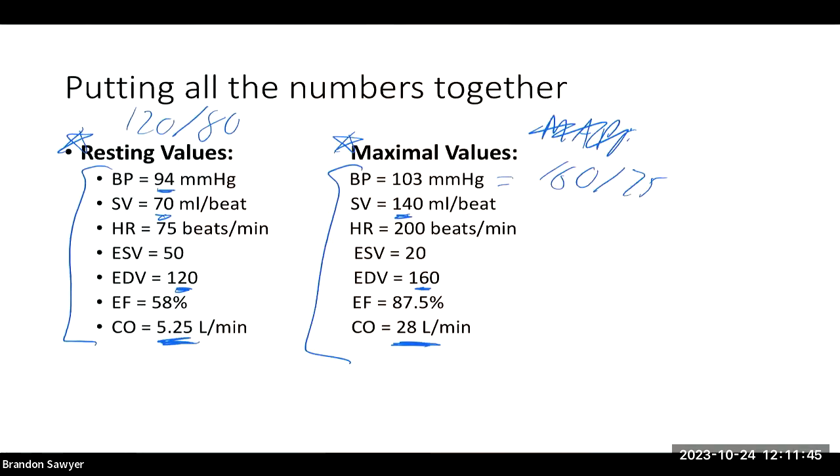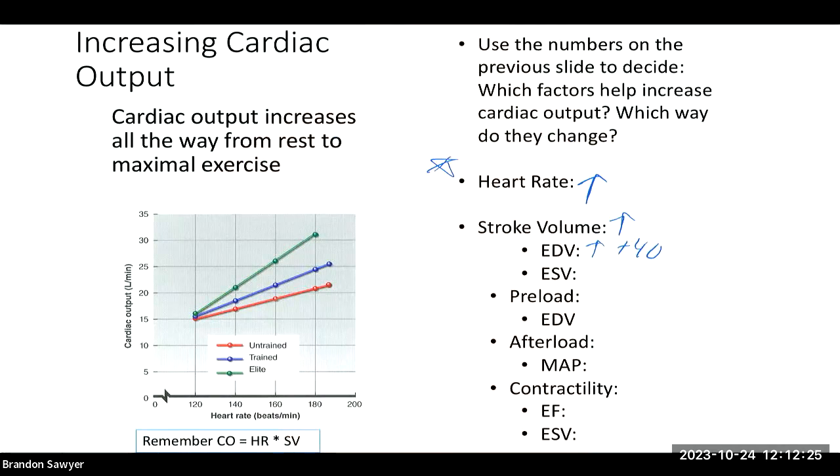And then end systolic volume, which way did that one go? Down, right? We left 50 mils of blood in the heart at rest, but we're only leaving 20 mils of blood in the heart at maximal exercise. But that's actually pretty impressive, right? Because we started with more too. This means we can get a stroke volume of only 70 at rest, and much higher, 140, at exercise. But we started with more and ended up with less, and that really reflects our ejection fraction, right? Getting about 60% out at rest, but close to 88% out at maximal exercise. So our ESV went down.